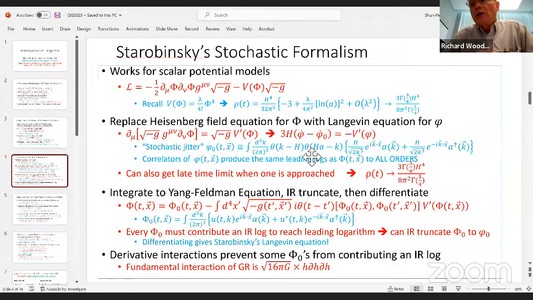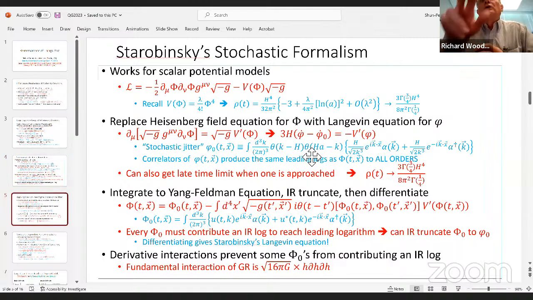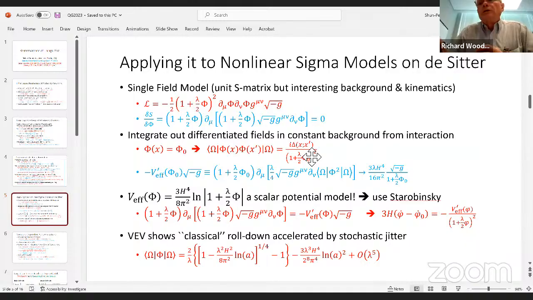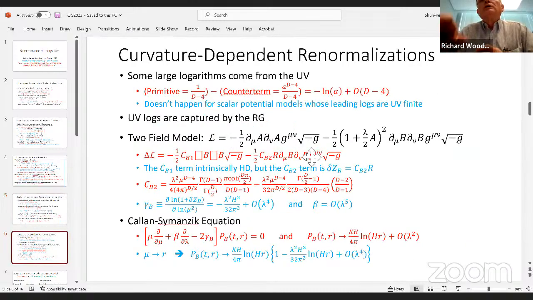You can see by explicit calculations that that doesn't quite work. And there's a good reason why it doesn't work. It shouldn't. You can see exactly where it fails in the proof, and also there's this extra source of large logarithms that can occur from the ultraviolet that wouldn't occur in scalar potential models. So it's trying to use the formalism for something that it was never designed to do.